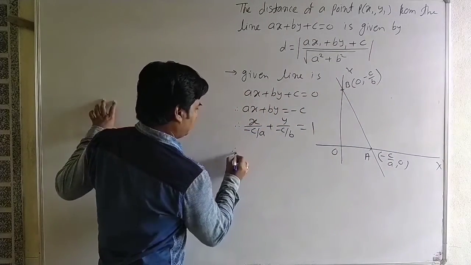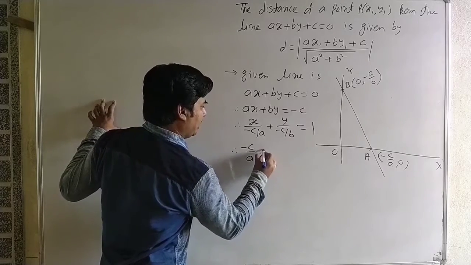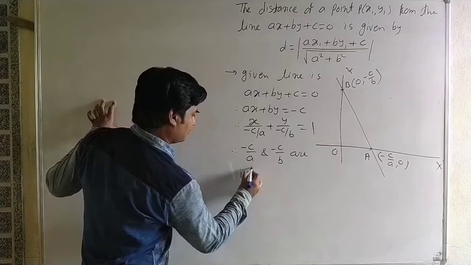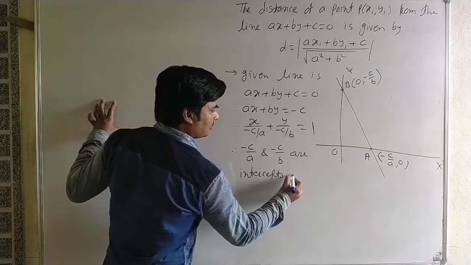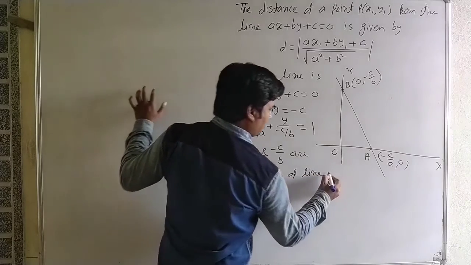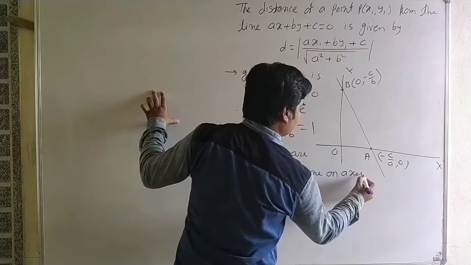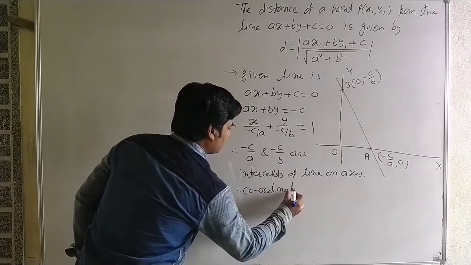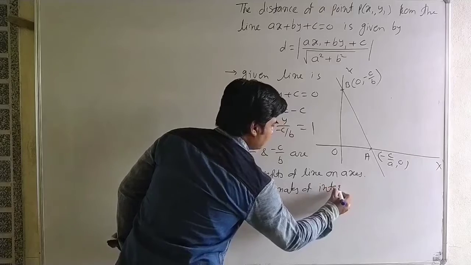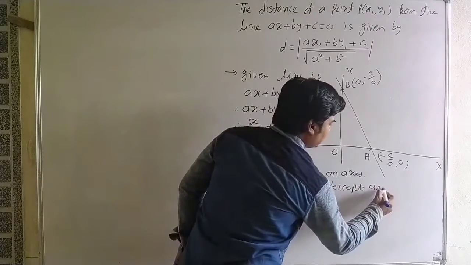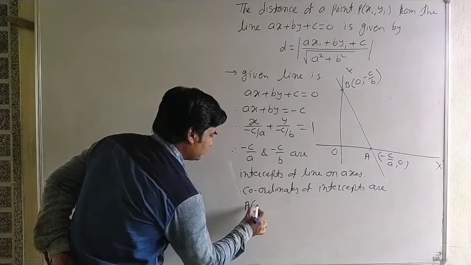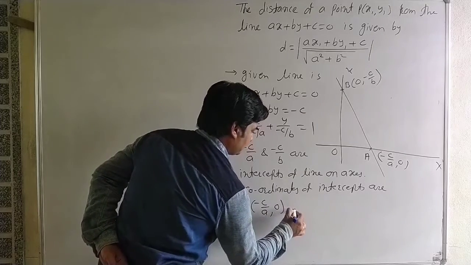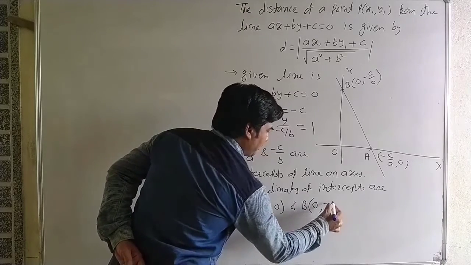Therefore minus c by a and minus c by b are the intercepts of the line on the coordinate axes. Therefore the coordinates of the intercepts are A (minus c by a, 0) and B (0, minus c by b).